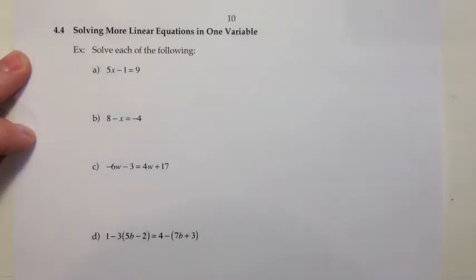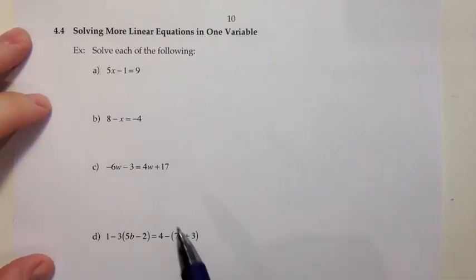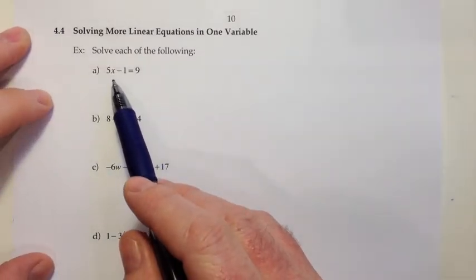Section 4.4, Solving more linear equations in one variable. So let's look at some more examples of equations that are a little bit more complicated than what we were solving in the last section. So we're going to start out solving each of the following, and with part A we're looking at 5x minus 1 equals 9. So our goal in solving equations is trying to get x by itself.